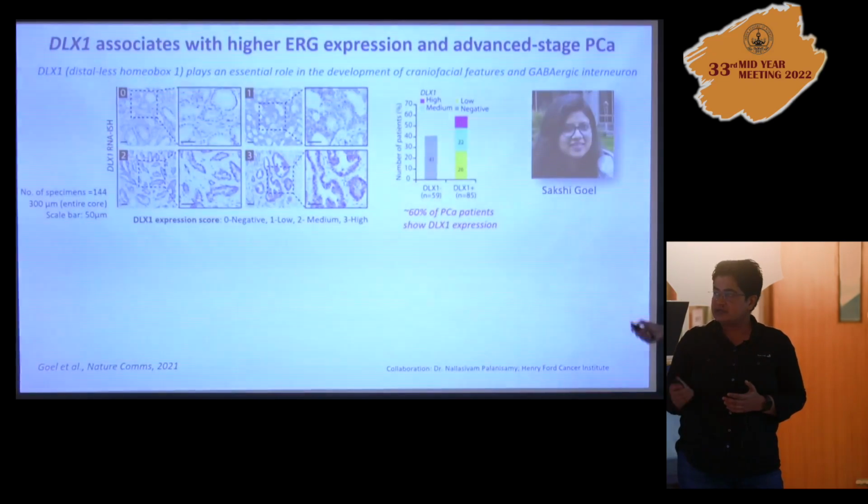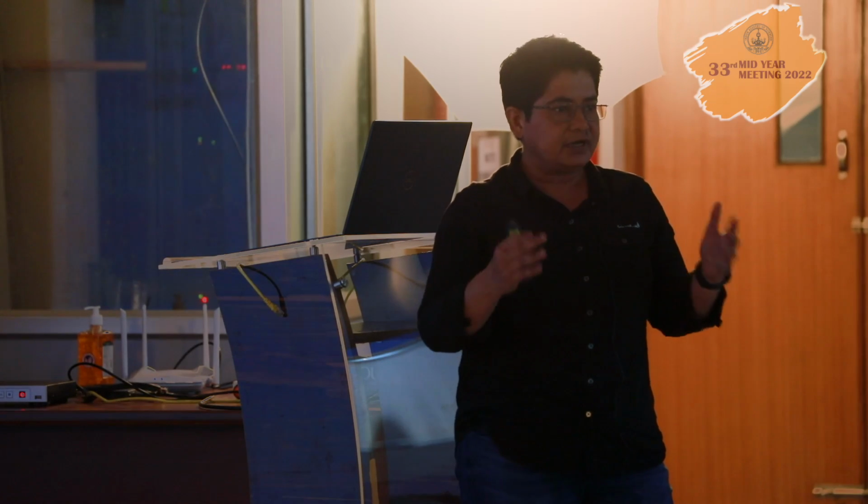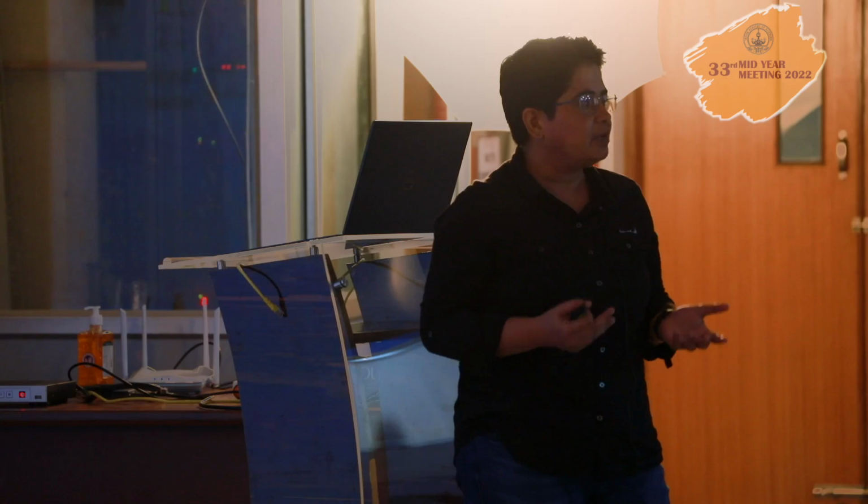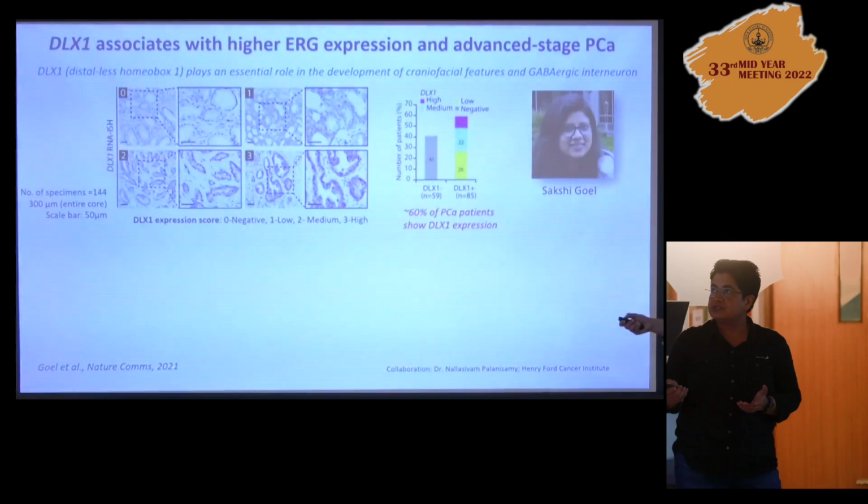Now I will switch to the next story, which is DLX1. The reason we chose DLX1 is that most cancers take cues from or adapt molecular mechanisms involved in embryogenesis, and this particular gene, DLX1, distal-less homeobox 1, plays a critical role in the development of craniofacial features, the jaw, and also in GABAergic interneurons.